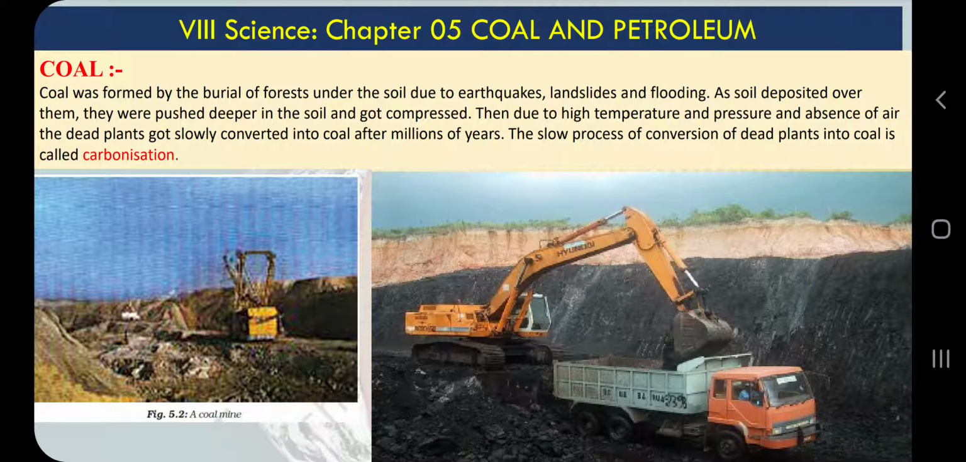So nowadays it is not possible to create those conditions, that is why coal is considered a limited resource. So in these conditions, dead plants slowly converted into coal after millions of years, and this process is called carbonization. This is a slow process, you can notice, and because it is a slow process, we cannot repeat it. The conditions are very hard to recreate, and we don't want to recreate them, we don't want to invite any disaster.